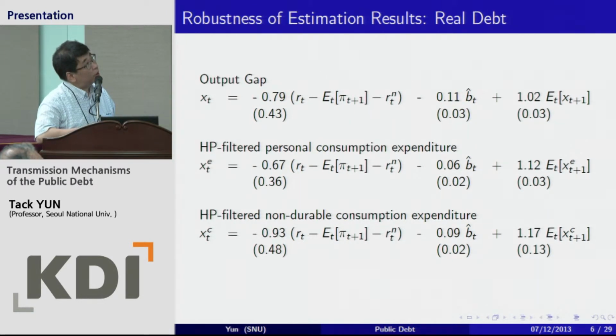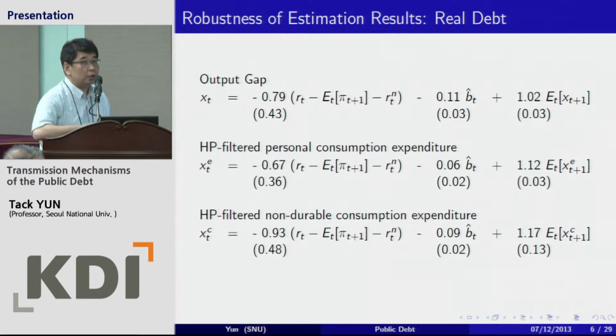Also, in this case, rather than using the ratio of public debt, I just use the real public debt. But I use the HP filter to back out the stationary part of the real debt. And then you see in this slide the coefficients of the debt are negative in these three cases. So this is the result from the GMM estimation for the IS curve.